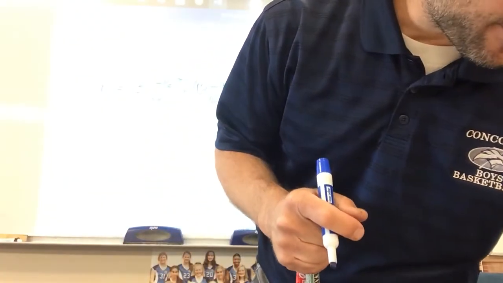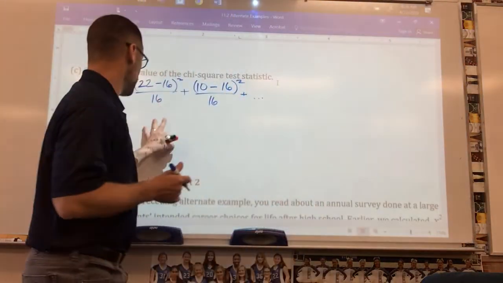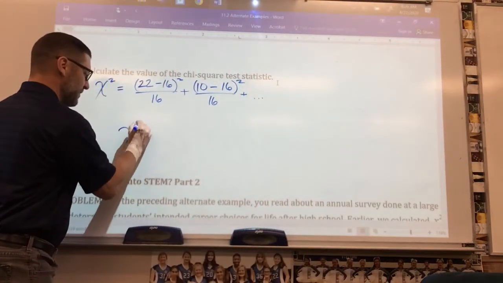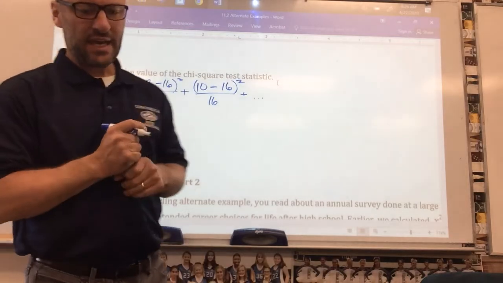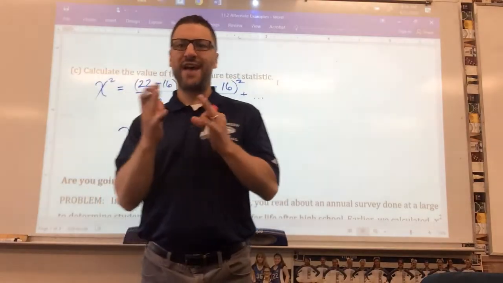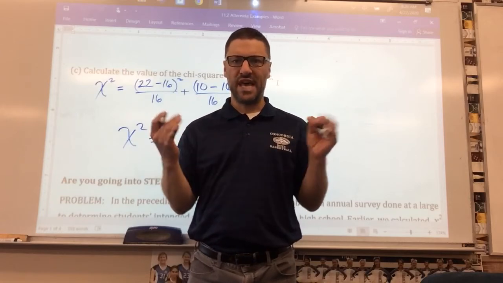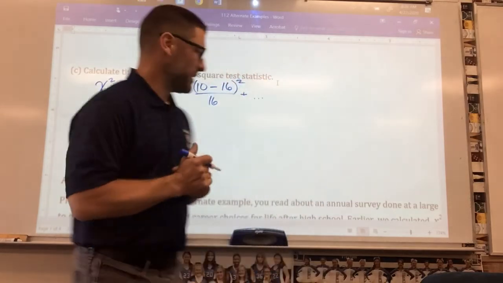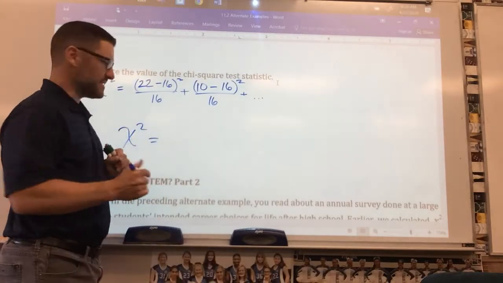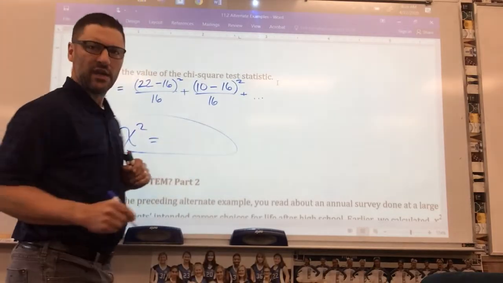You're going to have 1, 2, 3, 4, 5, 6, 7, 8. You're going to have 8 of those fractions. And then you can go in and find your chi-squared test statistic. And the answer to this problem is just that number. You don't have to go in and find a p-value. No chi-squared CDF. None of that. It's just what is the value of this chi-squared test statistic. Go ahead, go in, and you can start and find that.